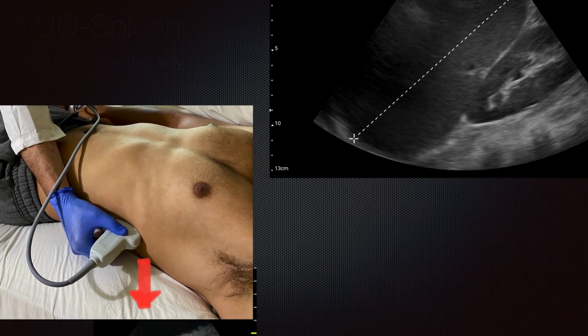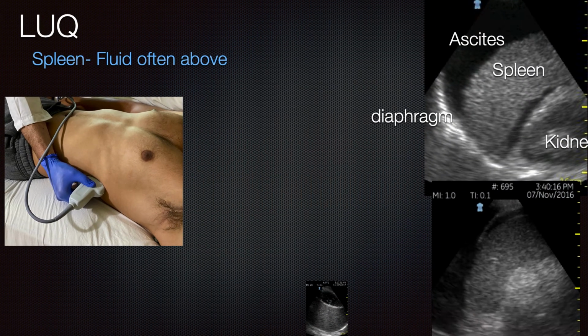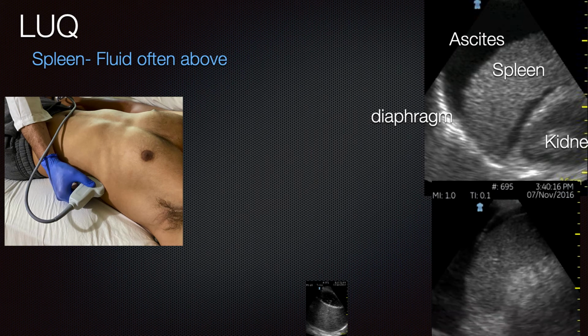But what's important about the spleen is you can often see the ascites above the spleen, in between the diaphragm and the spleen. So you want to make sure to look there as well as the splenorenal space.